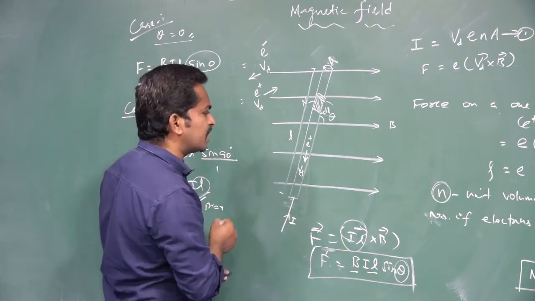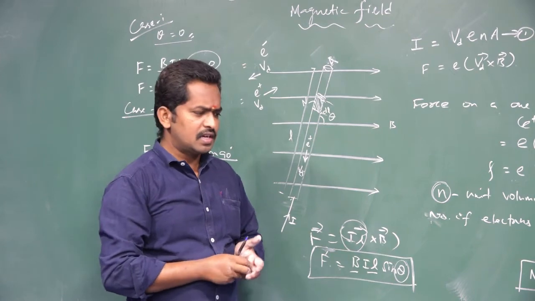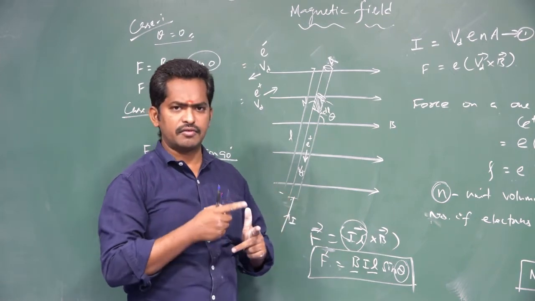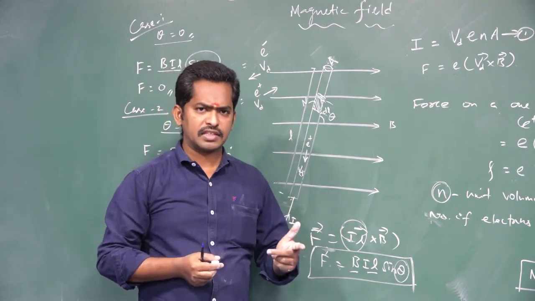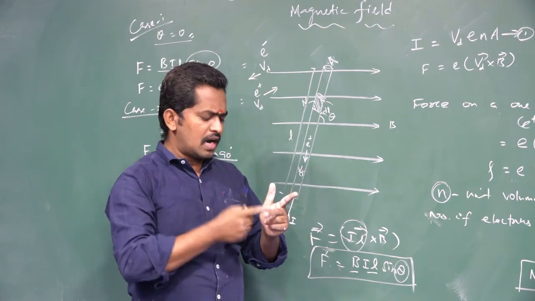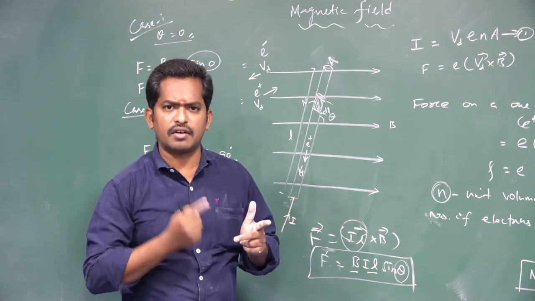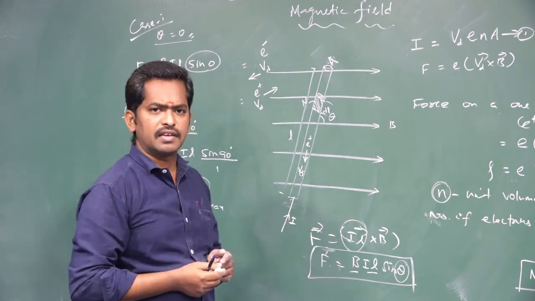Another one is Fleming's left hand rule. What is Fleming's left hand rule? In the left hand, hold the forefinger, middle finger and thumb perpendicular to each other. The forefinger points to the direction of magnetic field, the middle finger points to the direction of current, and the thumb points to the direction of force. This is Fleming's left hand rule.